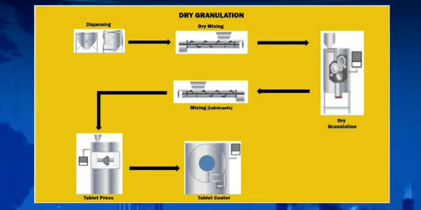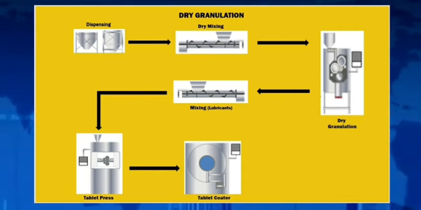This method is basically used when the tablet excipients have sufficient inherent binding properties. The procedure can also be used as a means to avoid exposure of the drug substances to large elevated temperatures during drying, or to moisture when wet granulation is used. Let us now understand the steps involved in the manufacturing of tablets by the dry granulation method, a little bit in detail.